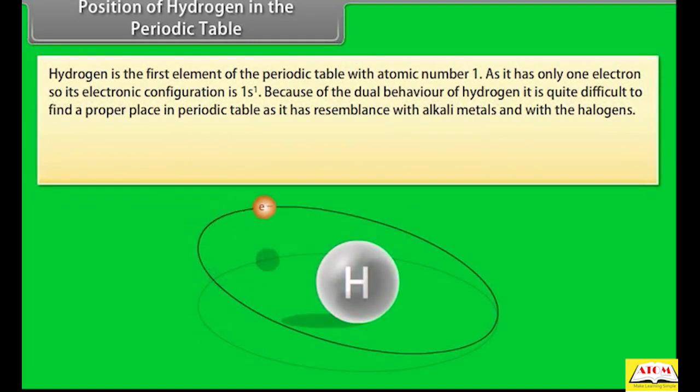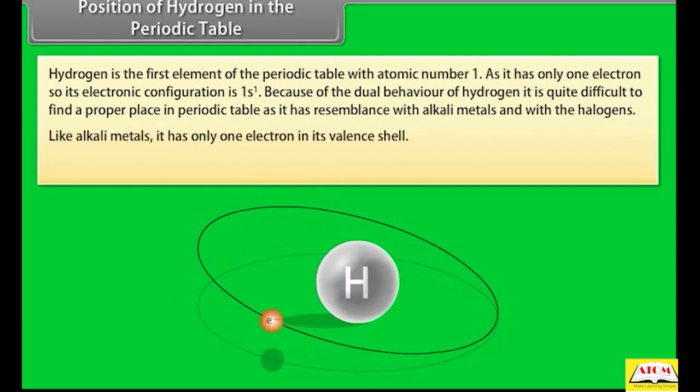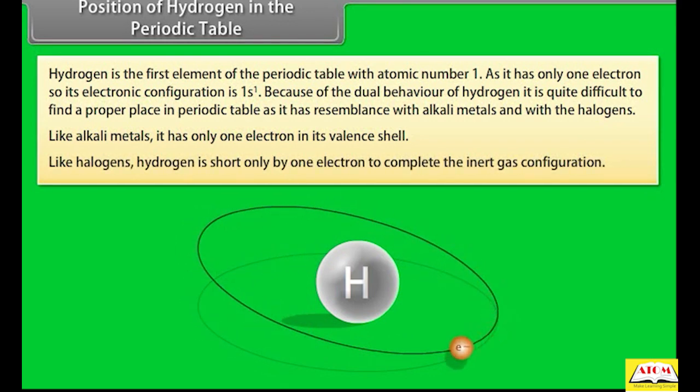Position of hydrogen in the periodic table. Hydrogen is the first element of the periodic table with atomic number 1. As it has only one electron, its electronic configuration is 1s1. Because of the dual behavior of hydrogen, it is quite difficult to find a proper place in the periodic table, as it has resemblance with alkali metals and with the halogens. Like alkali metals, it has only one electron in its valence shell. Like halogens, hydrogen is short by only one electron to complete the inert gas configuration.